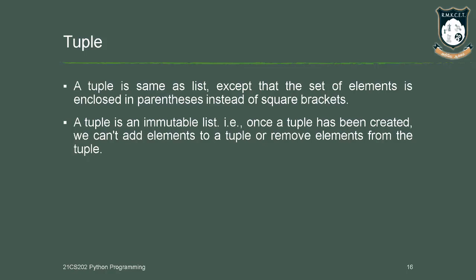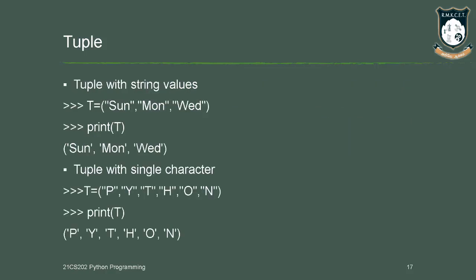Here we will not be able to change the values. Once you declare a tuple, you will not be able to change the value or remove an element from the created tuple. These are examples of creating a tuple. Here you can say t equal to sun, mon and wed, enclosed within parentheses, and each item is separated by commas. In the first example we have given strings. In the second example a single character is used, and a single-character tuple has been created here.